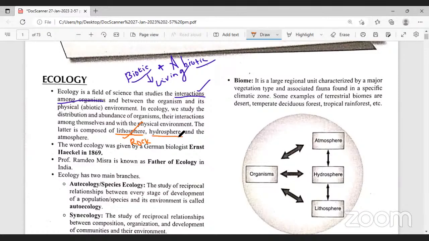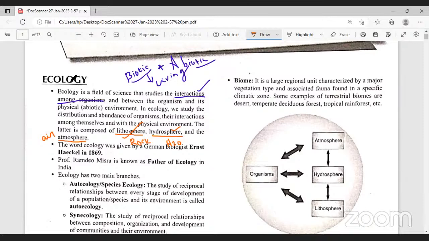And the hydrosphere. This is the second point, the hydrosphere. Hydrosphere is nothing but the aquatic, otherwise called water-related one. And the atmosphere. Atmosphere is nothing but air. These are the three things composed in the environment: lithosphere, hydrosphere, atmosphere. These are the three things present in the environment. So this is very, very important. First of all, you should note it down in ecology.